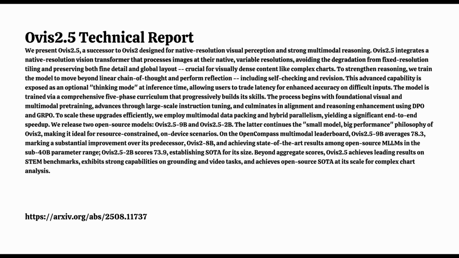Well, the results they shared are certainly strong. On the OpenCompass multimodal leaderboard, that's a pretty well-respected benchmark suite, the Ovis 2.5-9B model hit an average score of 78.3. And how does that compare? That sets a new state-of-the-art among open-source MLLMs in the sub-40B parameter range. That's a very competitive space. Okay, SOTA in its class. What about the smaller one? The Ovis 2.5-2B, it scored 73.9, which also sets a new state-of-the-art for models of that size. And both are big jumps from their previous model.